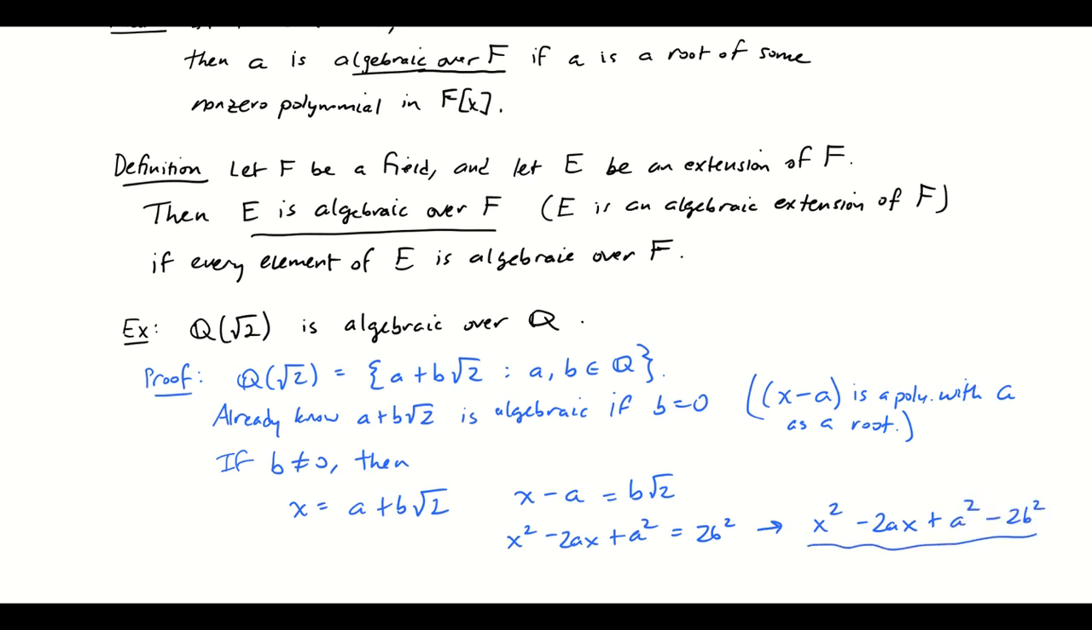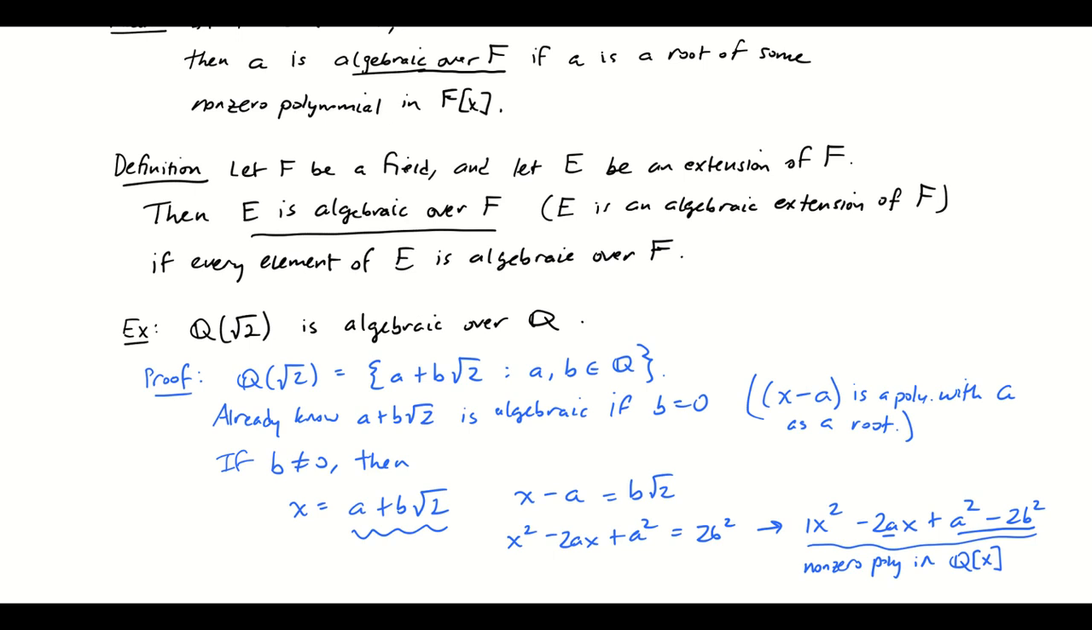I believe that will be a polynomial. It's definitely non-zero, having a plus b root 2 as a root. It is in Q adjoin x because every coefficient, 1, 2a, and a squared minus 2b squared, each of those is rational. So I now have a non-zero polynomial in Q adjoin x that has a plus b root 2 as a root. Note that I'm not claiming this is irreducible. I don't need to show that for a plus b root 2 to be algebraic. I only need to show that it is a root of some polynomial.